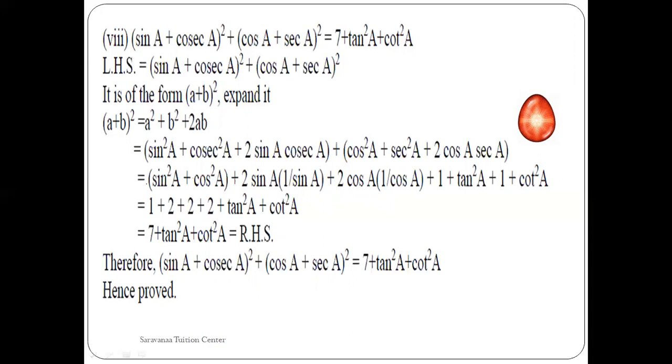Now, sin²A + cos²A equals 1. Right? Sin²A + cos²A equals 1. Plus 2 sin A into 1 by sin A. Sin A gets cancelled and 2 remains. It becomes 2. Then 2 cos A into 1 by cos A. Cos A gets cancelled and there is also another 2, plus 1 + tan²A plus 1 + cot²A. 1 + 1 becomes 2, plus tan²A + cot²A. Therefore, 7 + tan²A + cot²A, hence proved.